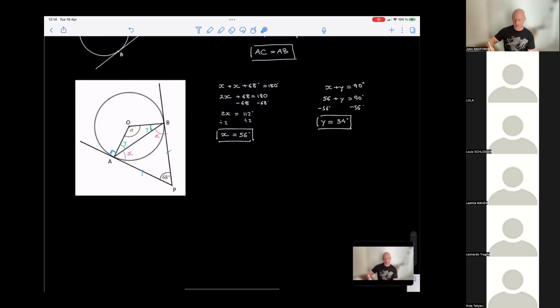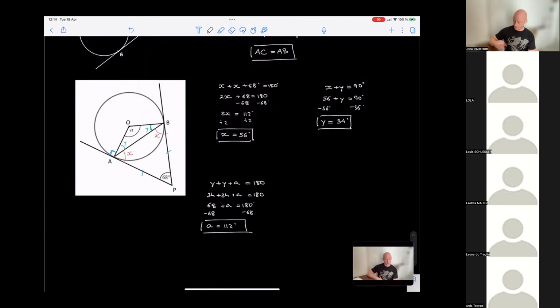Now that I know what y is, I use the fact that y plus a has to equal 180. So y plus a has to be equal to 180. But since y is 34, that's 34 plus a equals 180. So that's 68 plus a equals 180. In other words, if I subtract 68 from both sides, a has to be equal to 112. Done. We're nearly there.